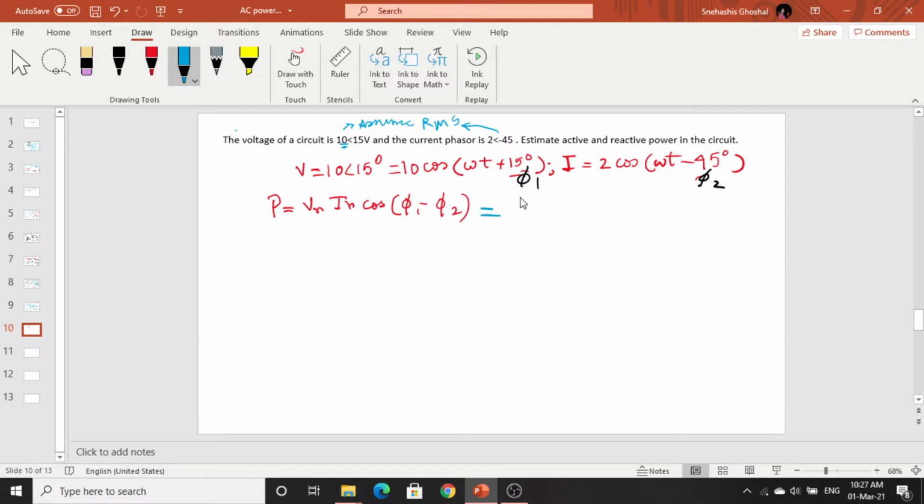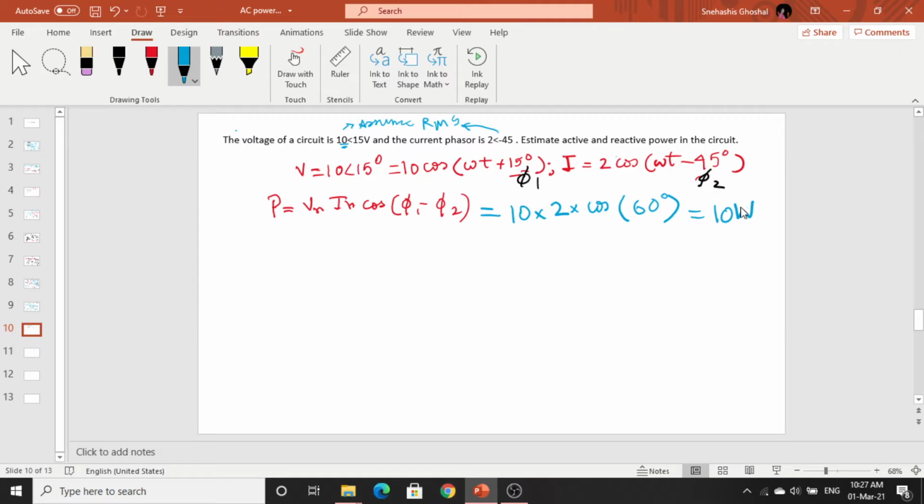So 10 into 2, VR into IR, and into cos of phi 1 minus phi 2. So 15 minus minus 45, so actually it is 60 degree. So it is 10 watt.